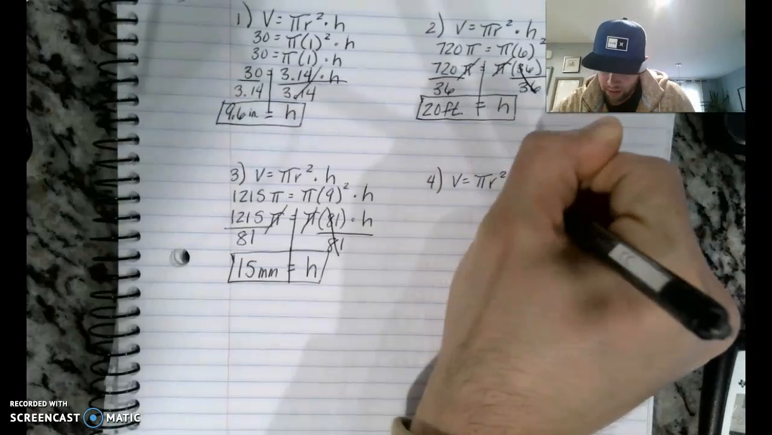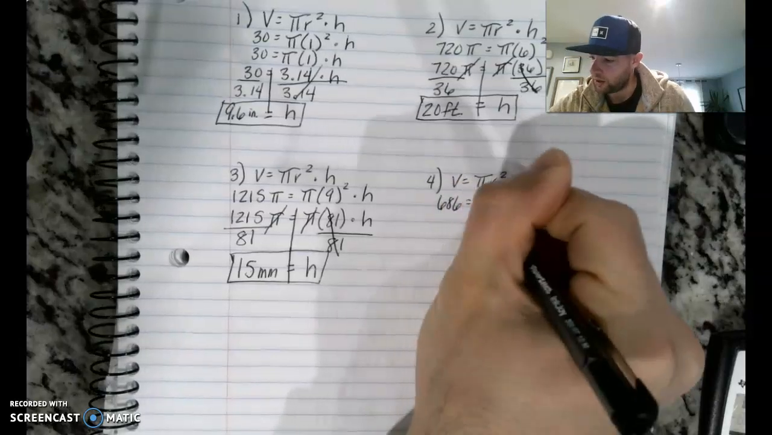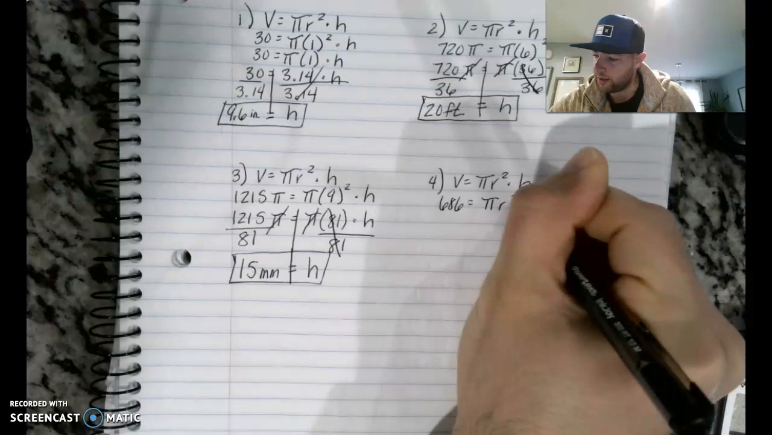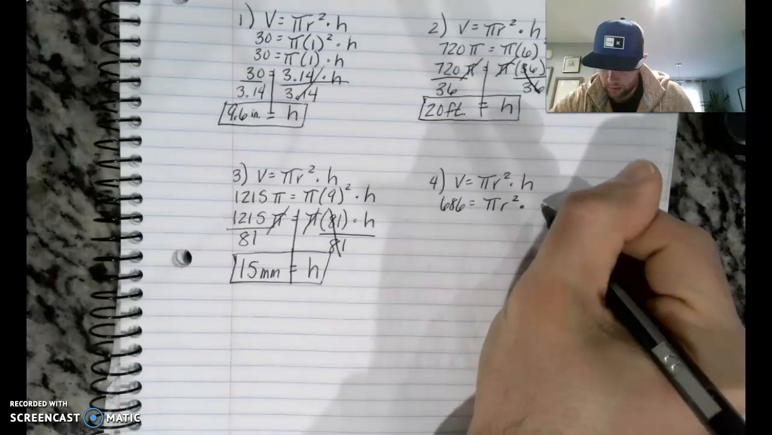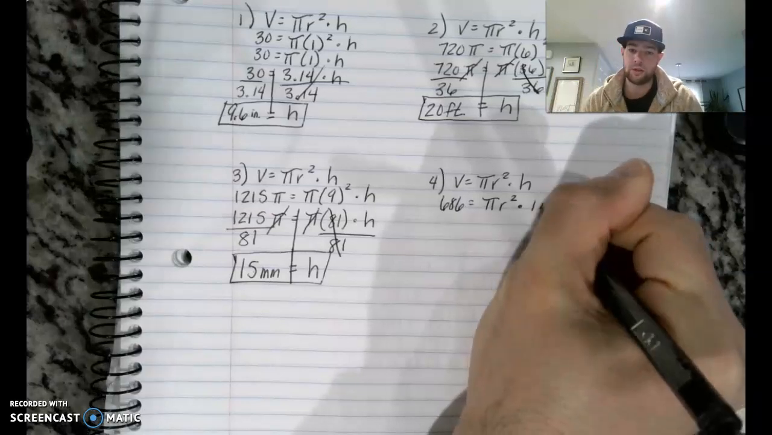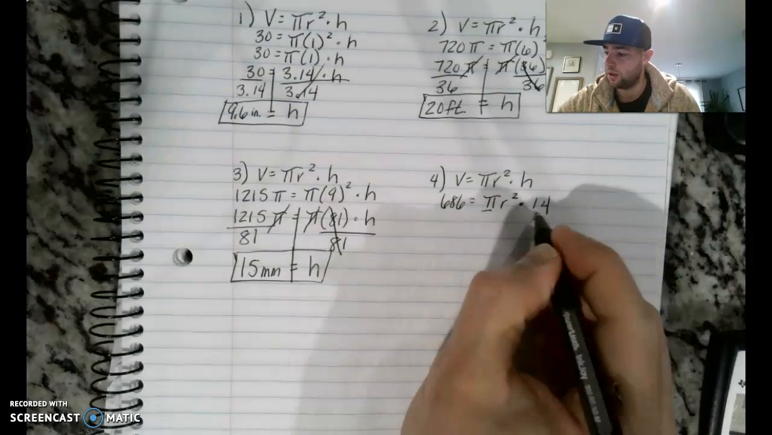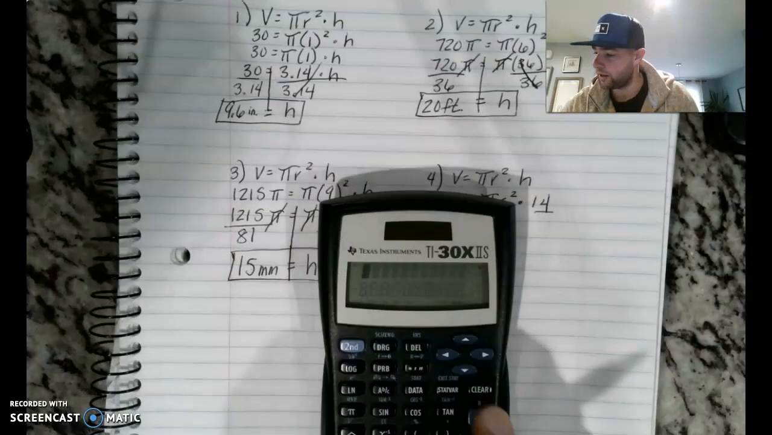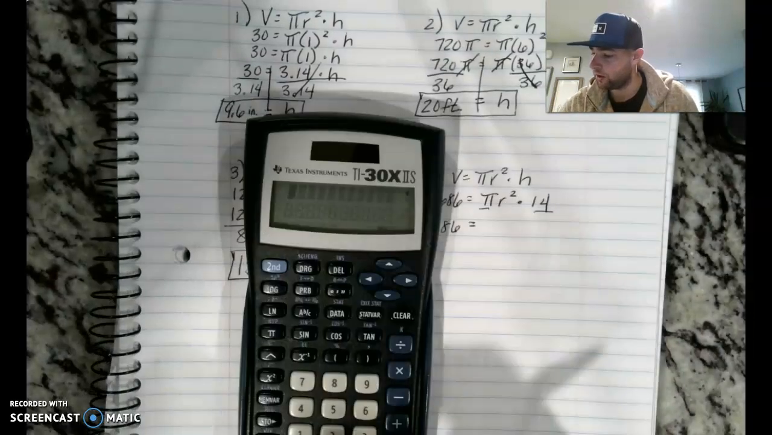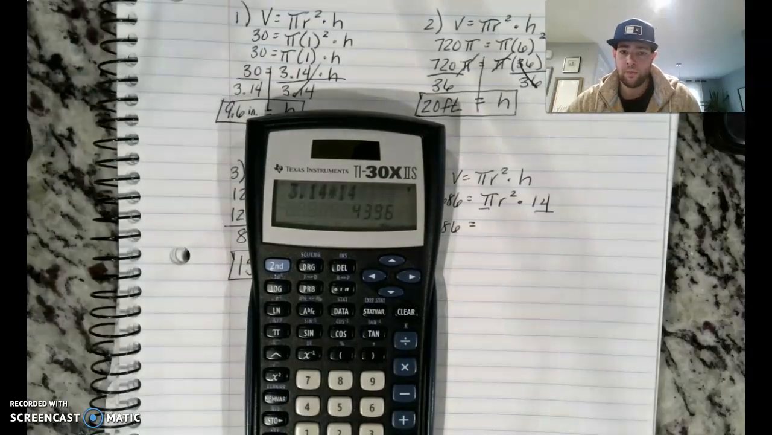They give us a volume of 686 equals pi times radius squared. I don't know what that is yet, so I need to just write radius squared and bring down my height of, they give us 14 millimeters. So the first thing we're going to do is multiply pi times 14. So I'm going to bring down 686 equals, in our calculators, pi 3.14 times 14 equals, we get 43.96. I'm just going to leave it like that.